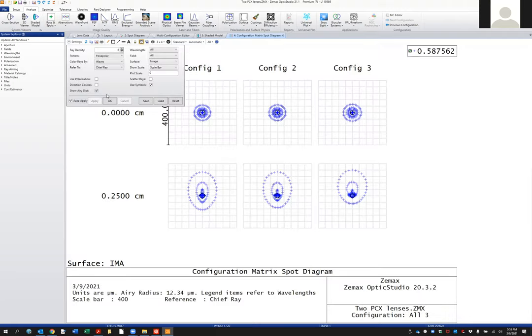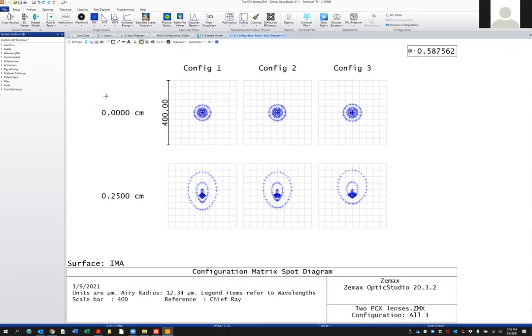So at this point, we've gone over the concept of a zoom lens. It's a lens with an adjustable magnification or an adjustable focal length. We've gone over what you need to achieve a focal zoom, which is that you need one of the matrix elements to be 0. You need the matrix element that relates theta 2 to y 1 to be 0. And then we tested that in Zemax.